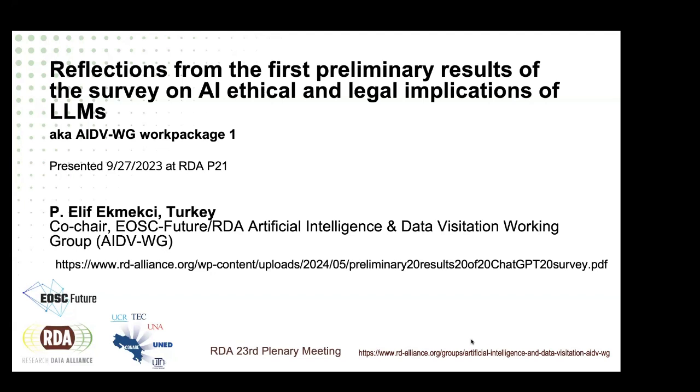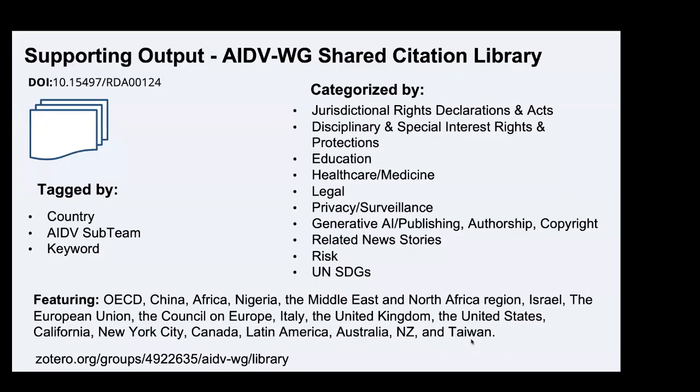Ayla Fekmeki, our co-chair, has worked on this pilot survey. We have the supporting output, our AIDV shared citation library. Here you can see, and in the AIDV AI Bill of Rights output itself, after about page 7, you will see an informational section. It goes by global policy, by regional policy, into regional, national, state, and municipal laws governing AI around the world.